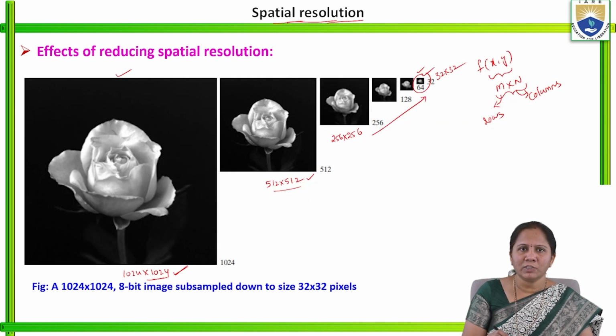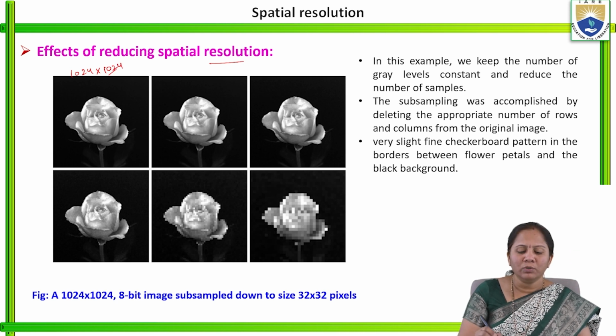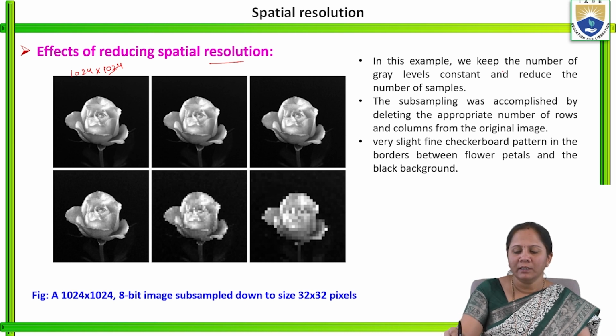This is the first image from the previous slide, and it has a size of 1024 by 1024. If we reduce the spatial coordinate values x and y, meaning reducing the number of rows and columns, m and n, we can observe in this example that we keep the number of gray levels constant.